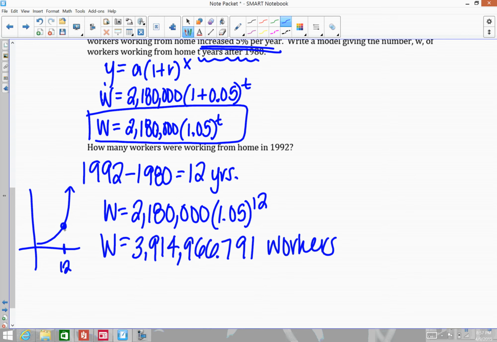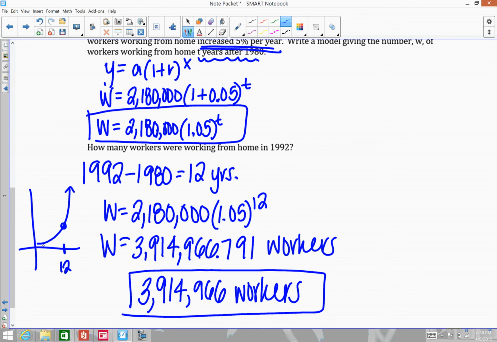You get that remaining piece to get an additional worker. So I can't use the actual y value with the decimal. I have to bump it down and say, really, I only know that by year 12 there's 3,914,966 workers. So that's as much as you can say. You can't add that additional worker because that would be going past 12. And we only know after 12 years since there's a decimal. So when you answer this, you would have to say 3,914,966 workers. I didn't round up because my equation is growing, so it's not quite up to that next worker, so I can't round up.